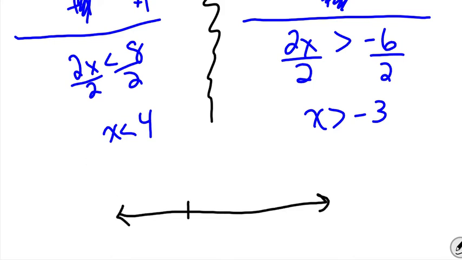So smaller number on the left, that's my negative 3. Bigger number on the right, that's my positive 4. These are both less than, greater than, which means we're going to leave them as open circles. And since this was an and compound inequality, or we made it an and compound inequality, that means we shade in between.